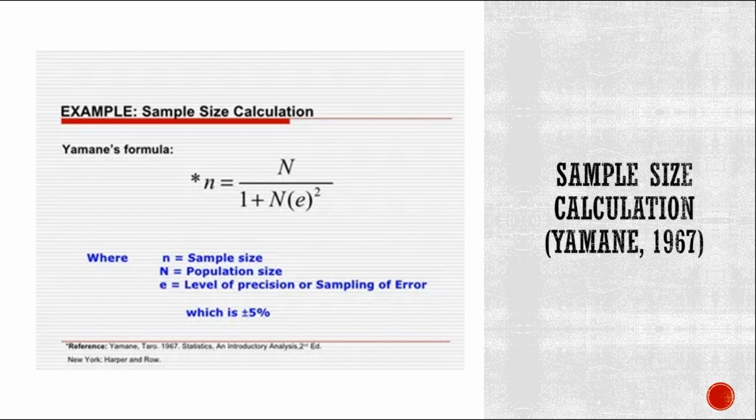The first one is Yamane's formula from 1976, and this formula is really simple. Small n is the sample size, big N is the population, and e is the level of precision or sampling error, which will be 95%, right? So it means 5% error. So the sample size n equals the population divided by 1 plus the population times e, the error, squared, and you will find your sample size.